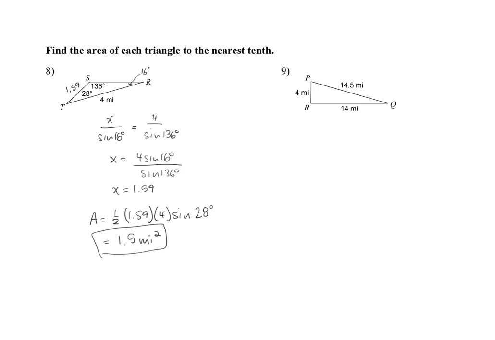Now for question 9, I'm going to use a different formula. So this formula, when you have all three sides, the first quantity you need is called S. It's the semi-perimeter. That's half of the perimeter. So if we add all three side lengths, divided by 2, we get 16 1/4.